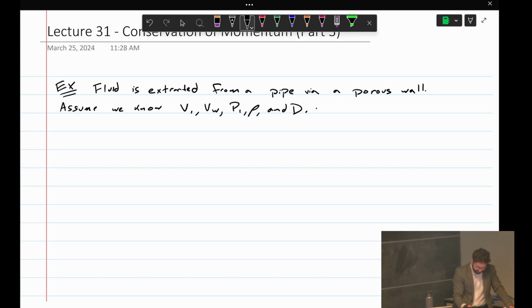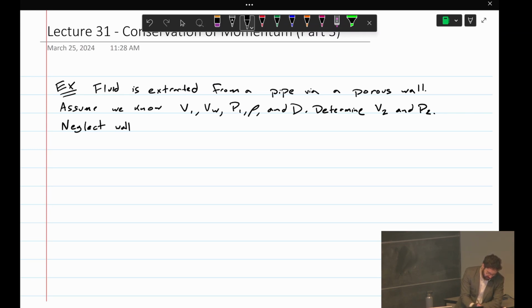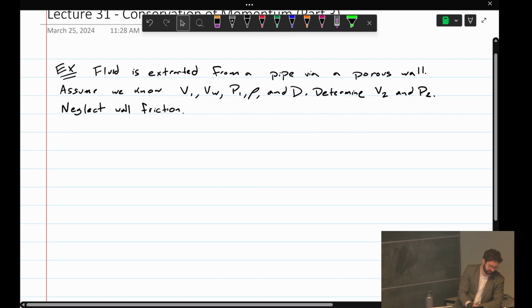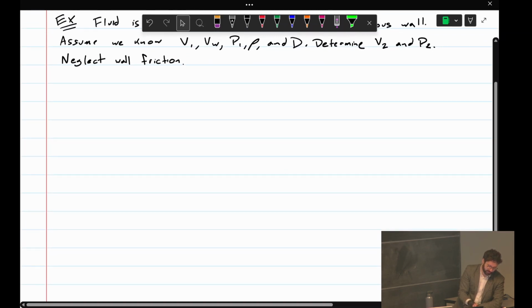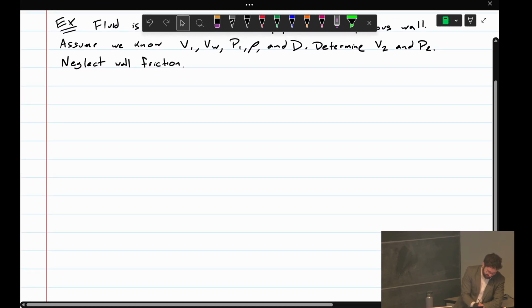The question is to determine V2 and P2. The question also says to neglect wall friction. So normally we don't neglect wall friction in a pipe. We would do major and minor losses, which are frictional losses. But in this example, we're going to neglect it because it really simplifies the analysis.